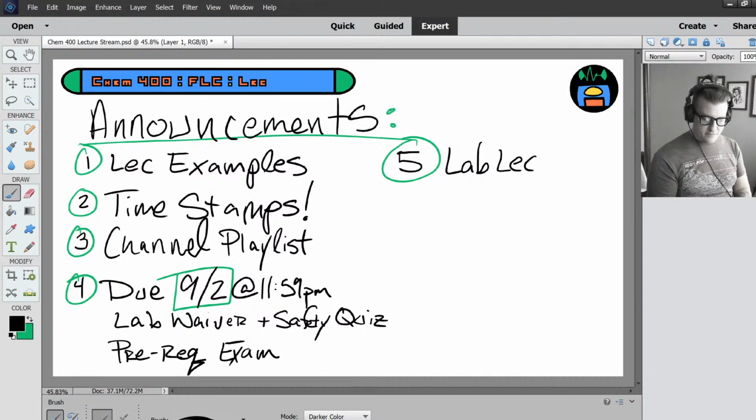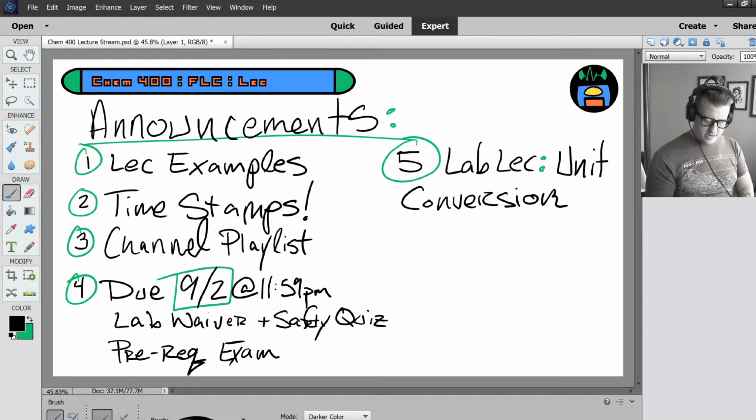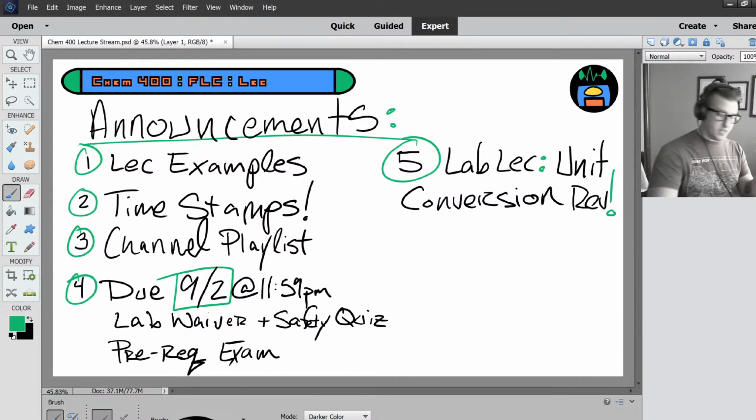tonight at the beginning of my lab section, the beginning of my stream, I will be doing a unit conversion review. Whoa, that is the weirdest N I've ever seen. I'll be doing it at the beginning of the lab section, so anybody who wants to drop by and get a review on unit conversions, which is one of the main topics of the prereq exam, feel free to do so. Yeah, so that is my last piece of information.